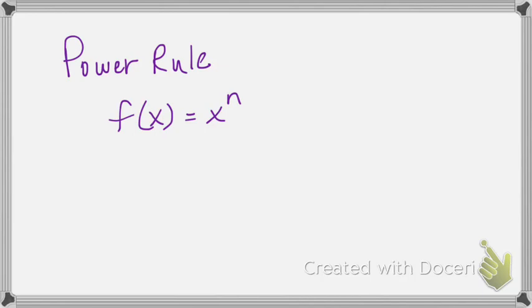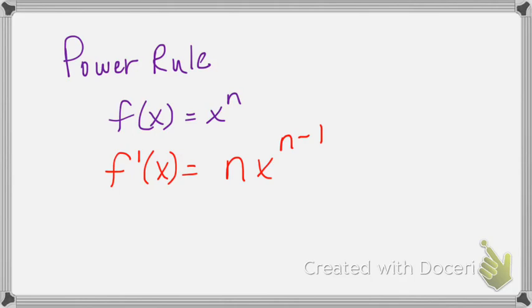Alright, here's the power rule. And the power rule is a great rule because we can find the derivative of most anything if you can rewrite the problem as a power. The derivative says that you bring the number down, the power, you bring it down in front of x, and then you subtract 1 on the power.